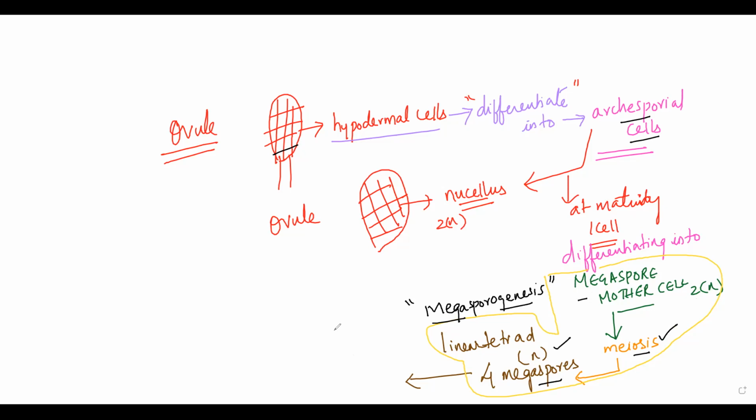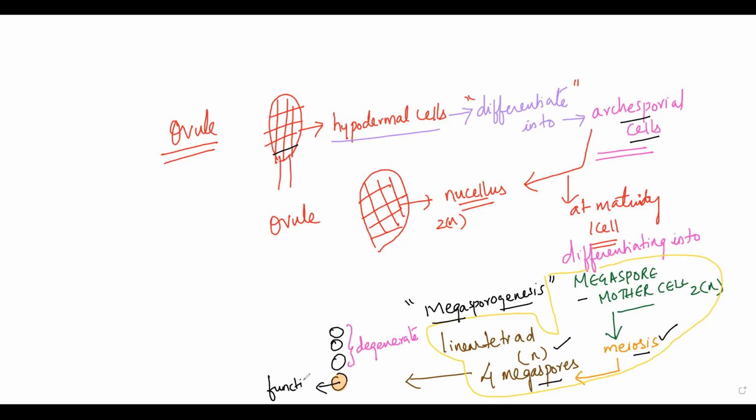Okay, children. Now, amongst these four which are arranged linearly, three of them are going to degenerate. And now what happens is the one at the base is going to become functional. So let me color the functional one for you. So this is going to be the functional one.